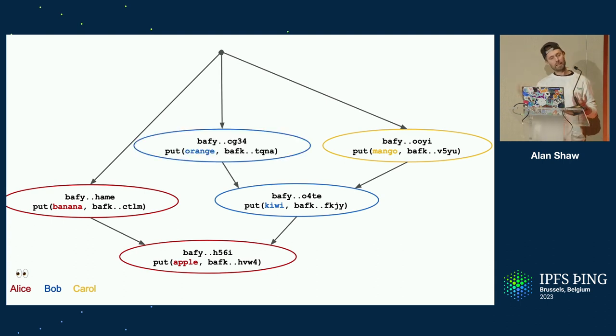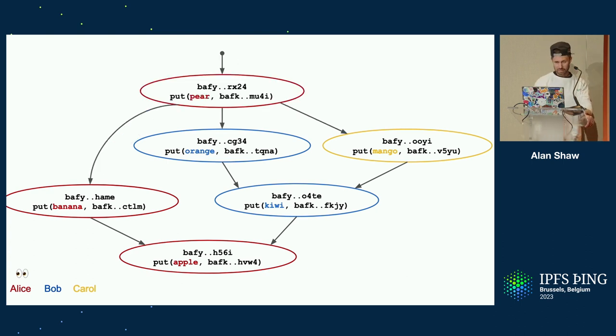Cool. And then Alice receives another event from Bob. He's put in an orange. Unbelievably, an incredible turn of events. It happened before Bob knew about the banana or the mango. What are the chances? But anyway, now Alice is tracking three latest events: the banana, orange, and the mango.